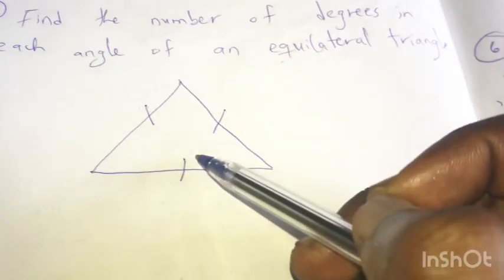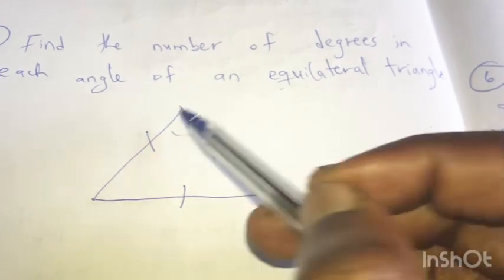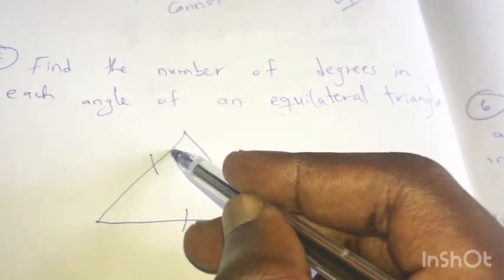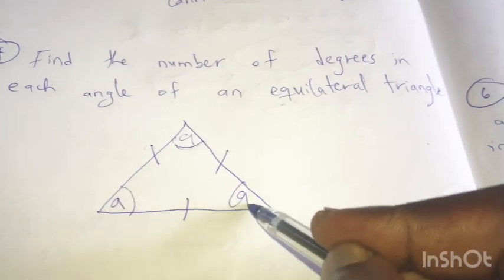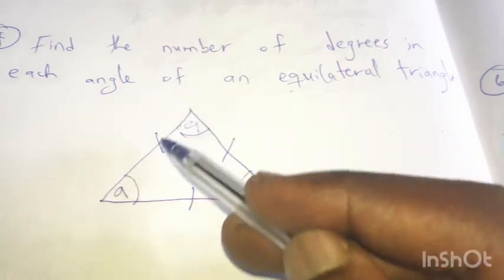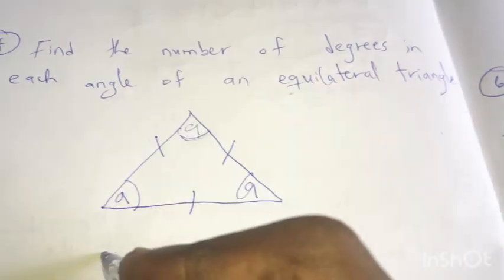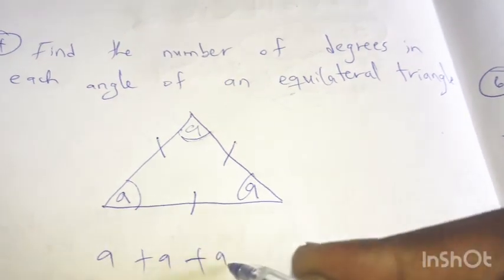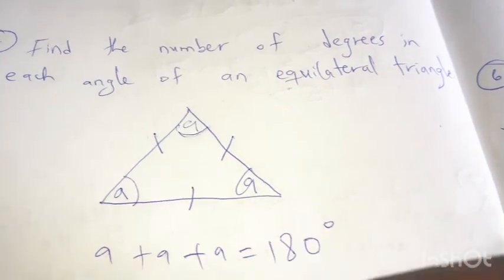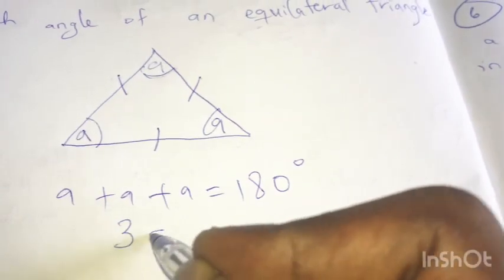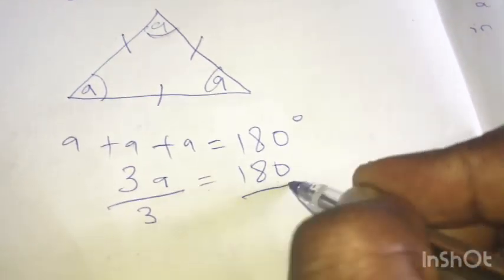So if you have a triangle and the sides are the same, it means that the angles are also the same. So this angle, if here is A, is the same as this angle A, the same as this angle A. And you remember that when you add all the angles in a triangle, we get 180. So A plus A plus A is equal to 180 degrees. Now A plus A plus A gives me 3A equals 180. Divide here by 3, here by 3.